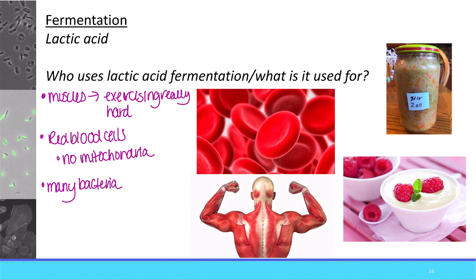Many bacterial species will actually use lactic acid fermentation. Some really great examples are Lactobacillus species. Lactobacillus species are found in our gut, and they're also used to make yogurt. They're also used to make kefir, which is a fermented milk, so it's basically yogurt in a drinkable form. These Lactobacillus species help us break down food, and we also use them to make food for us. So hopefully I've convinced you that lactic acid fermentation is pretty important.